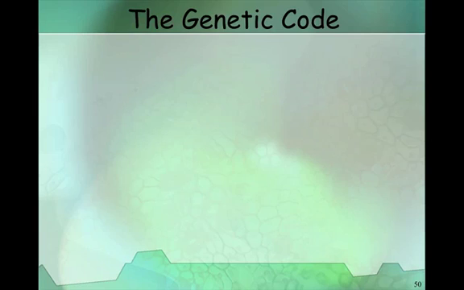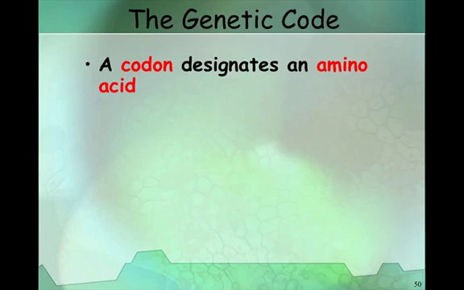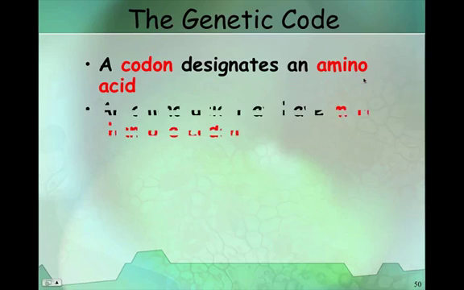The last section of notes for Chapter 12 is on the genetic code and translation. So let's talk about how everything codes first, and then we'll put it all together with translation. Remember that a codon designates an amino acid, and a codon is 3 nitrogen bases put together. So once again, a codon is 3 nitrogen bases put together.